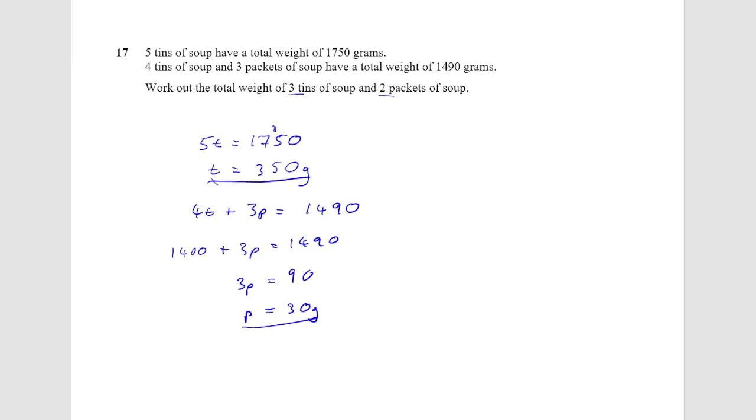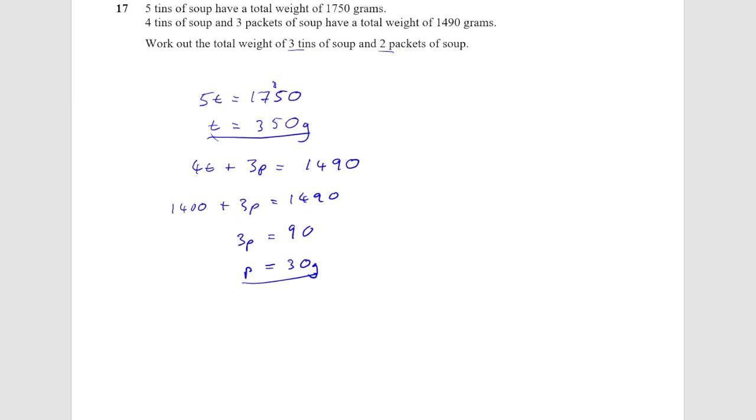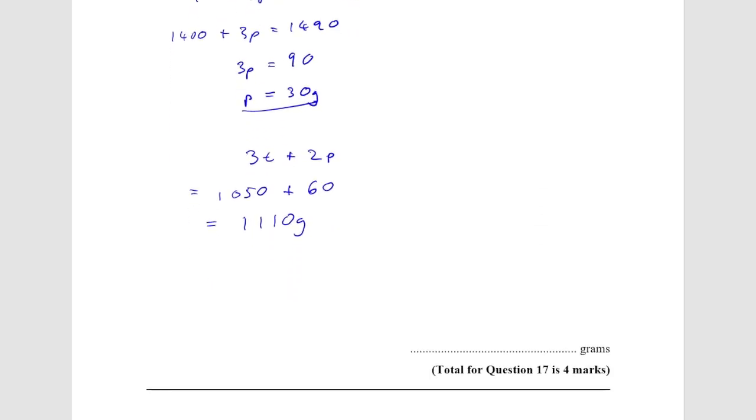So I've got my packet weight and my tin weight. I want the total weight of 3 tins plus 2 packets. So 3 tins is going to be 3 times by 350. What we said earlier, 2 lots is 700. 700 plus 350 would be 1050, plus 60 grams. 2 lots of p, 2 lots of 30 is 60. So we've got a total weight of 1110 grams. Right, does it ask for it in grams? It does. So 1110 grams.